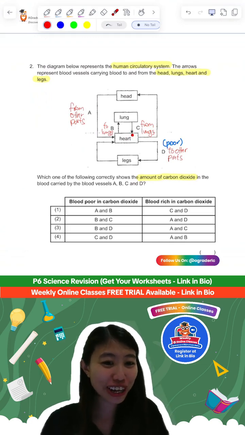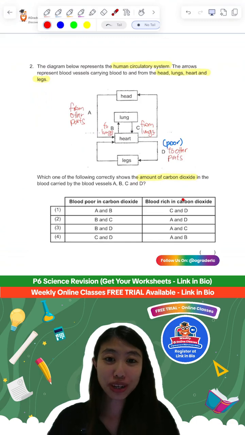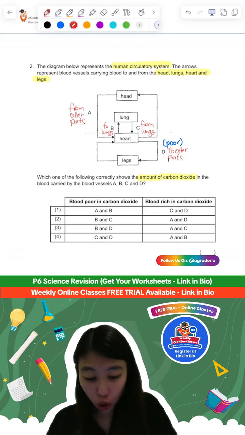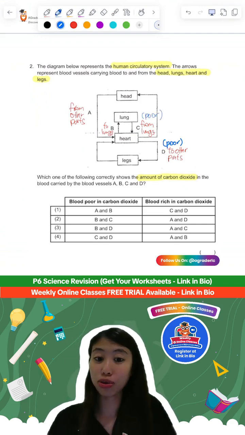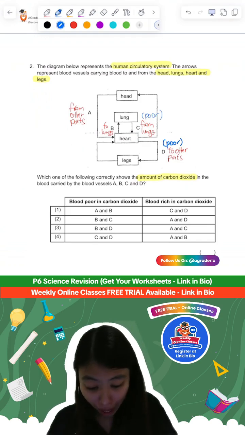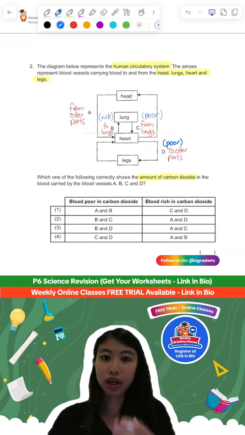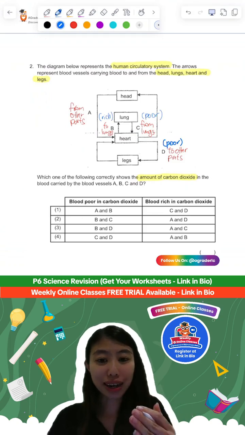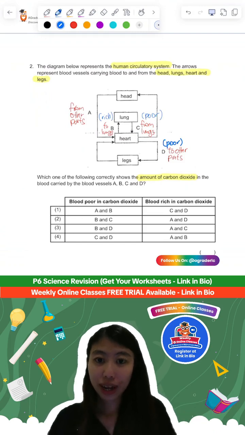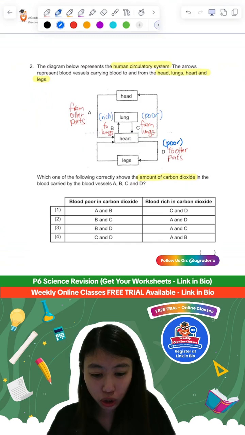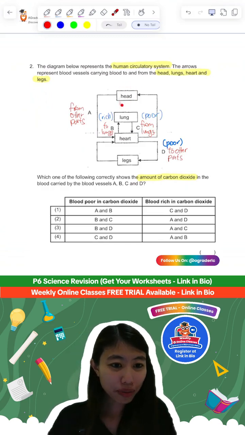I know it's high in oxygen, you got the idea there, but we're focusing on carbon dioxide here. Rich or poor in carbon dioxide? Very good, low or poor in carbon dioxide. You don't want to send carbon dioxide to the other parts of your body, but you want to send carbon dioxide to your lungs. So B must be rich in carbon dioxide. I want the lungs to get as much carbon dioxide so they can get rid of it for me. And do you know what process other parts go through?